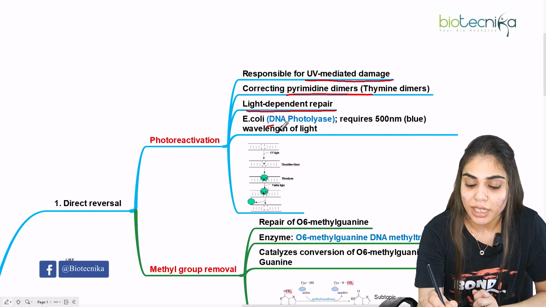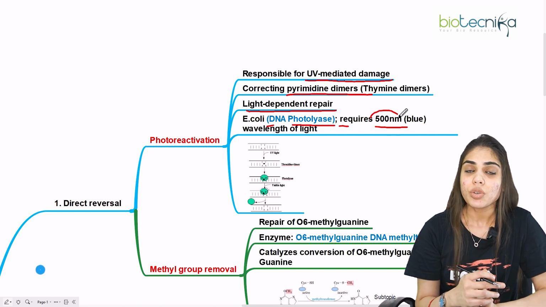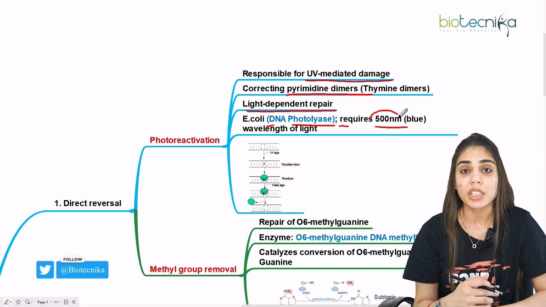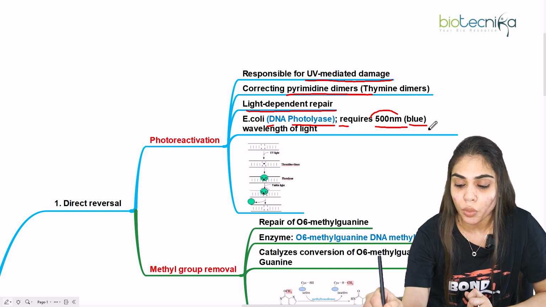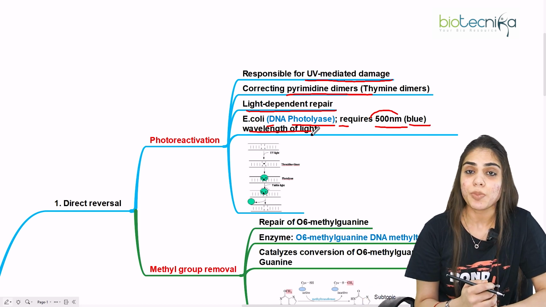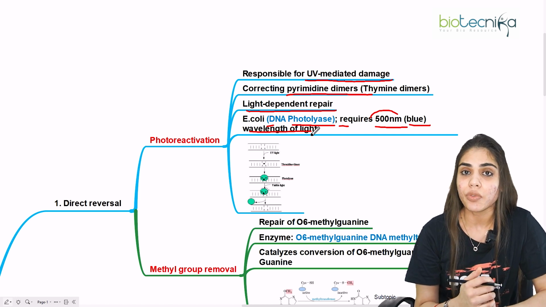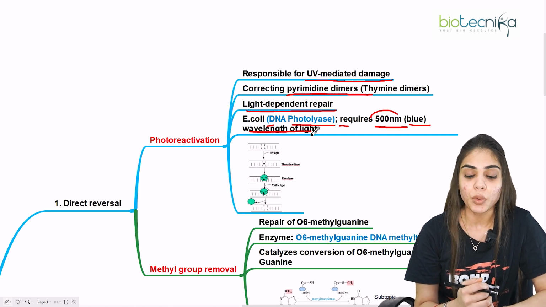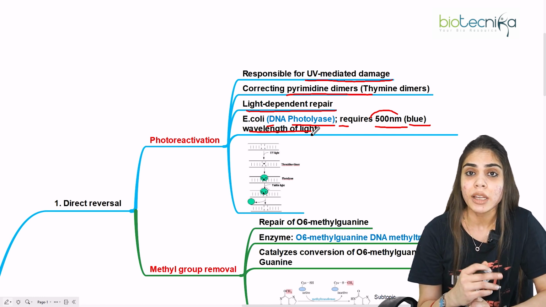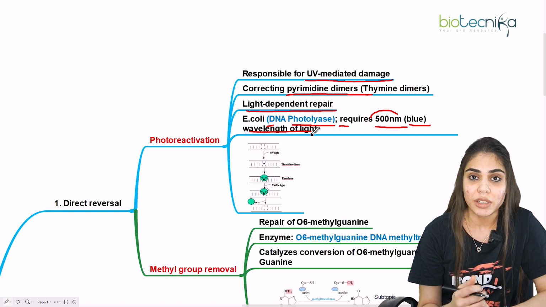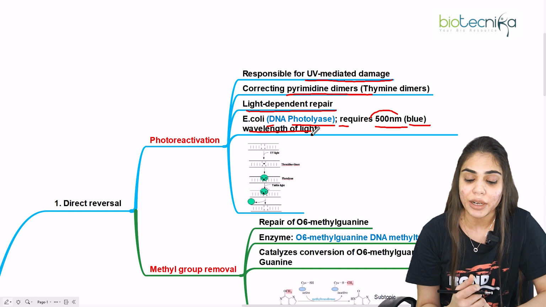So the E. coli enzyme, DNA photolyase, requires 500 nanometers of light. So it requires a visible spectrum, 500 nanometers of light, which is a blue wavelength of light. And we know the visible spectrum is between 400 to 700 nanometers, but this is going to absorb 500 nanometers, that is blue light. That is why this is called photoreactivation, meaning in the presence of light, something is stimulated or activated. So here the enzyme is stimulated by requiring this 500 nanometers of light.